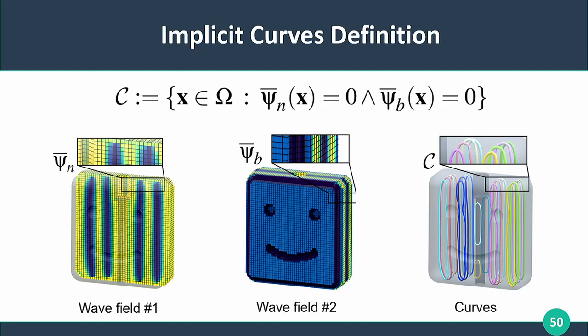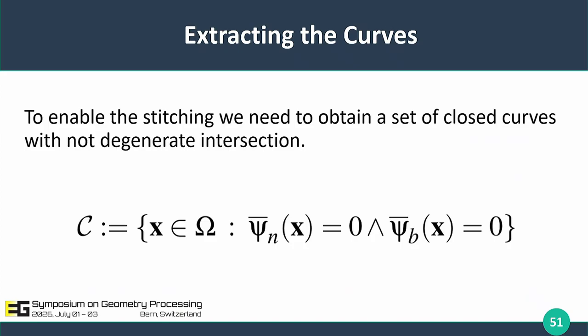Taking a step back, our curves are implicitly defined as the intersection of the zero-level sets of two orthogonal scalar fields. At this point, wave fields are just scalar fields stored on a voxel grid and trilinearly interpolated to obtain a continuous representation. So we must extract the intersection of the zero-level sets while ensuring that the resulting curves are well-formed and closed, without degenerate configurations such as isolated points of valence 0 or ambiguous crossings of valence 4. However, again, directly intersecting arbitrary scalar fields will not guarantee this property.